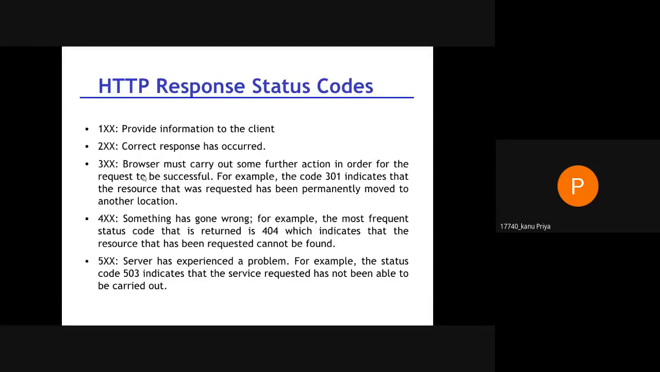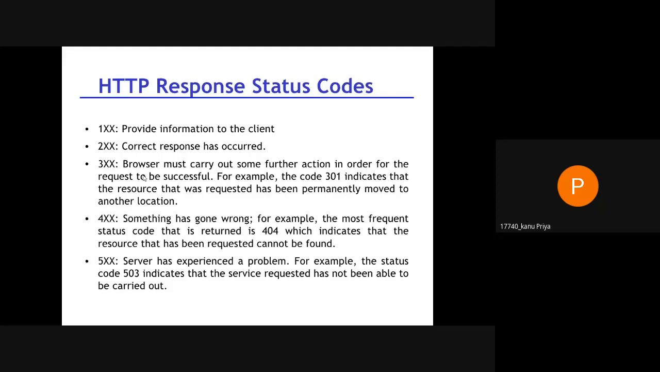HTTP response status codes. 1XX provides information to the client. 2XX means a correct response has occurred. 3XX means the browser must carry out some further action in order for the request to be successful. For example, the code 301 indicates the resource that has been requested has been permanently moved to another location. 4XX means something has gone wrong. For example, the most frequent status code returned is 404, which indicates the resource that has been requested cannot be found.